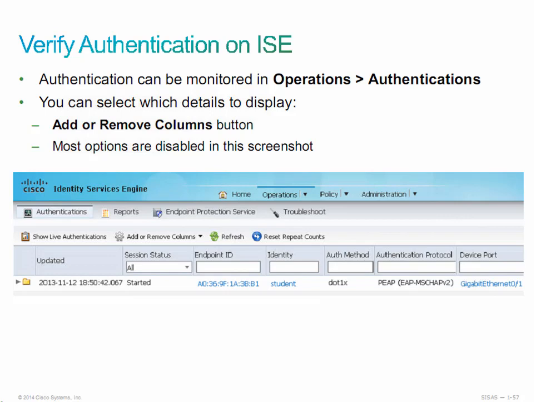We can also verify authentication on ISE. A very quick option to see if clients are authenticated in ISE is by going into operations and the authentication menu. We'll see the authentication method, the session ID, and other specific details for the authentication session. And we can customize this menu to include additional columns or remove columns depending on what we want to see in this particular table by using the Add Remove Columns button, which you can see as the second option here. This button allows us to customize this output.